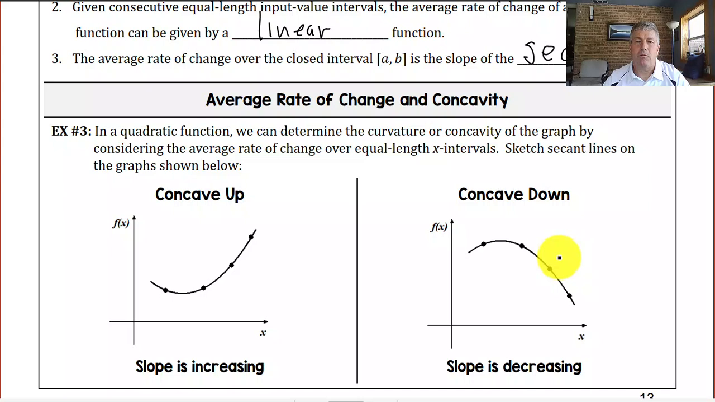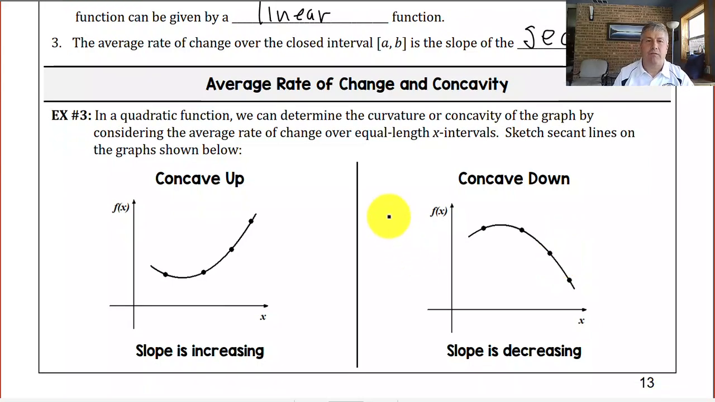In sample 3, we're going to look at the average rate of change in concavity. So in the quadratic function, we can determine the curvature or concavity of the graph by considering the average rate of change over equal length x intervals. Sketch secant lines on the graphs to show. So here are some secant lines that I'll sketch in red. We'll choose those 2 points. We've got a secant line there.